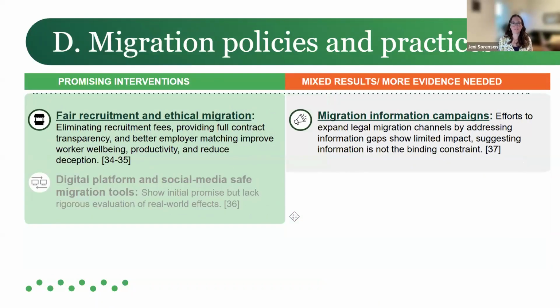Finally, with prevention, the migration policies and practices that we've seen to be effective are fair recruitment and ethical migration campaigns. What we hope to see more information on is digital platforms and social media safe migration tools. Those have some early promising results, but haven't been tested in full impact evaluation. So we need more of that.